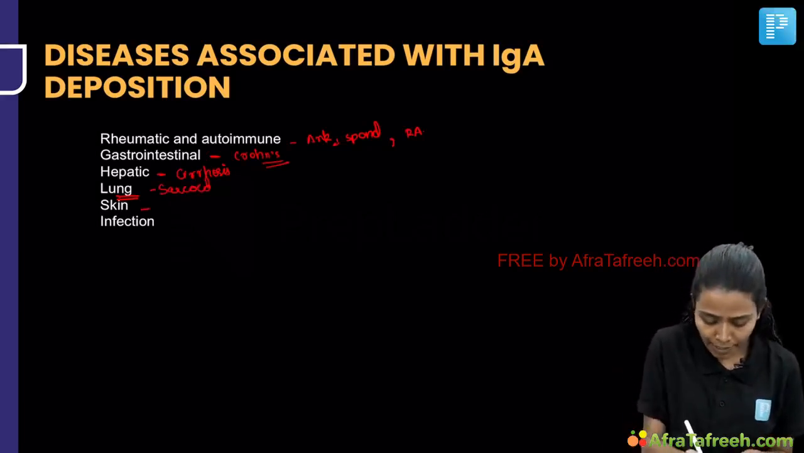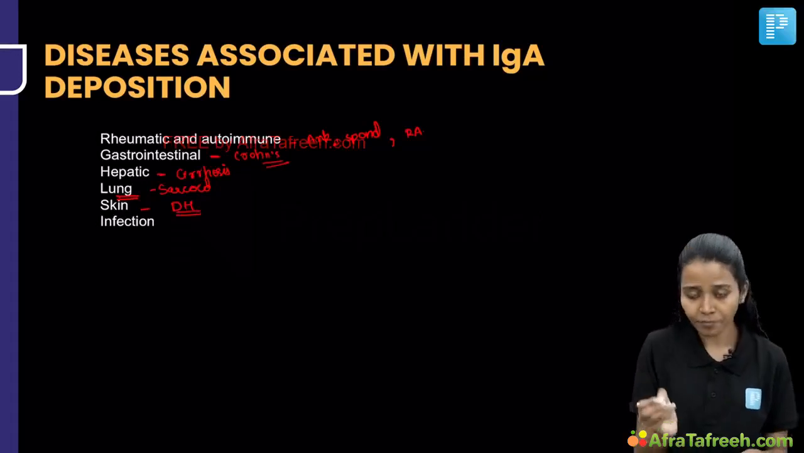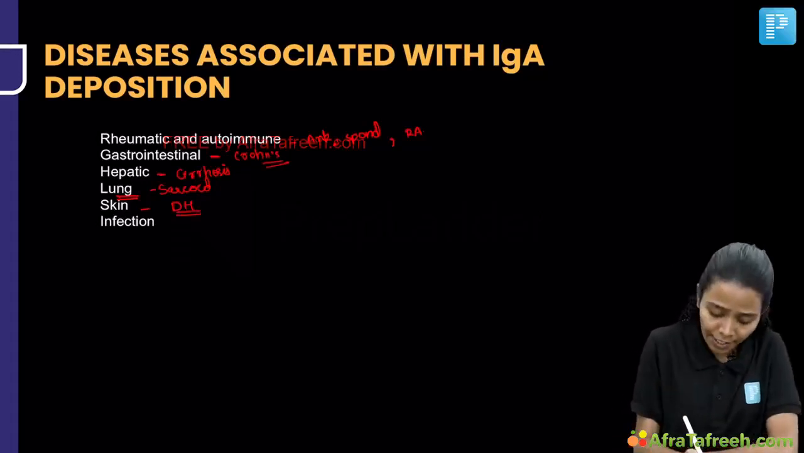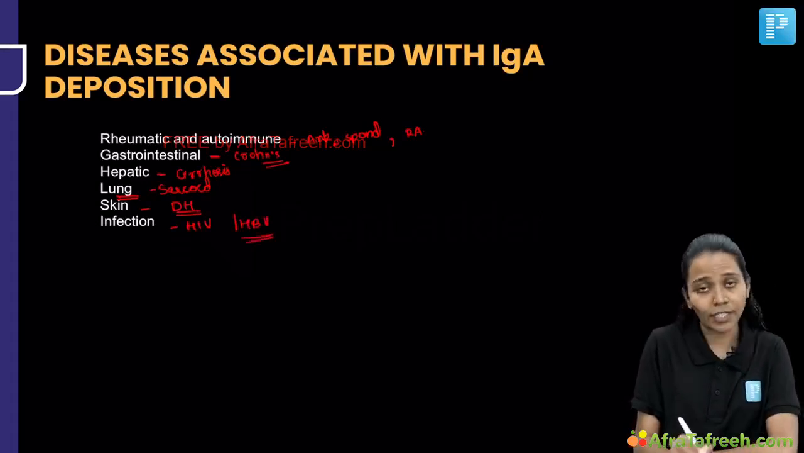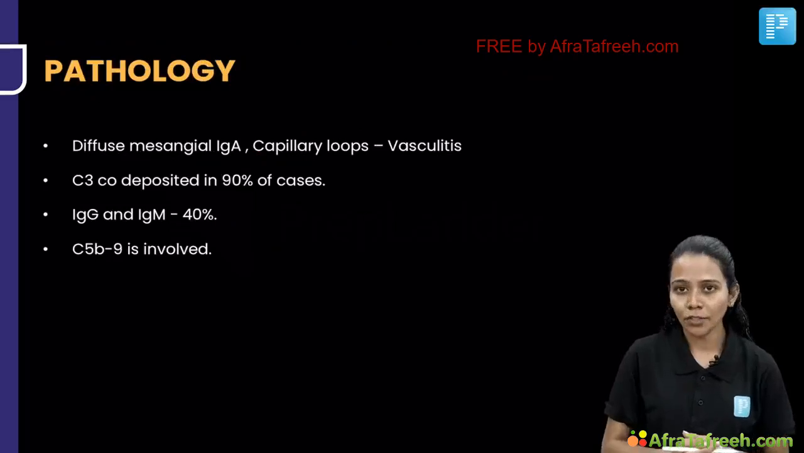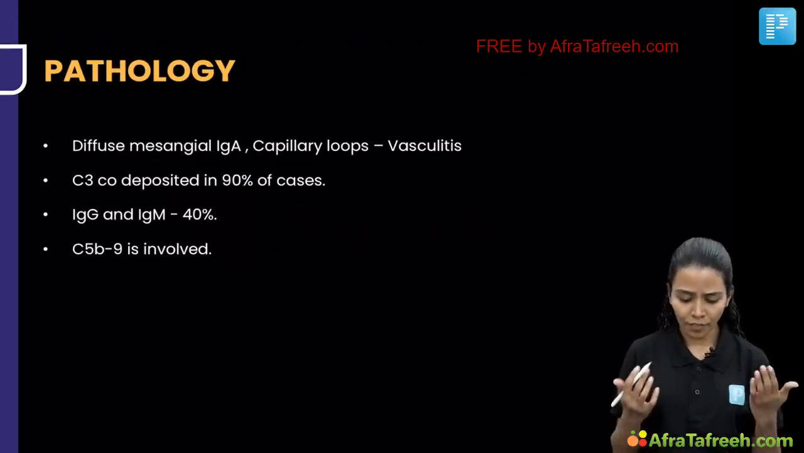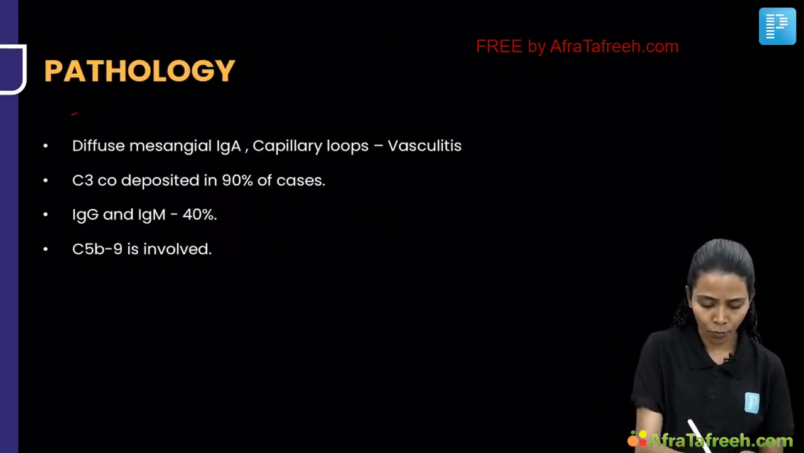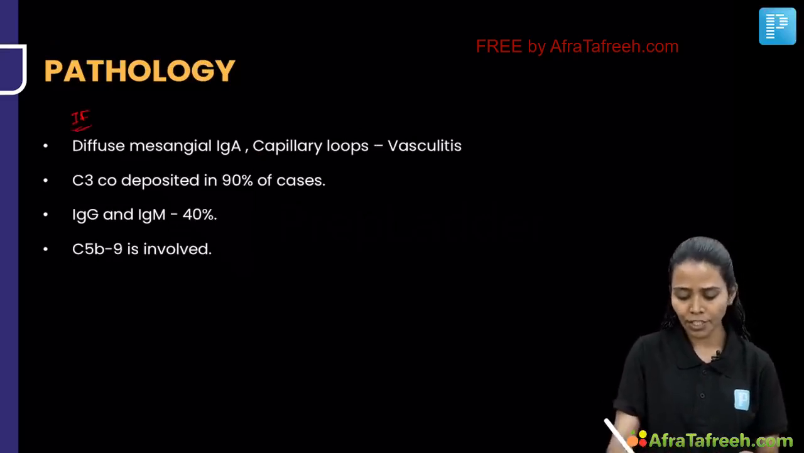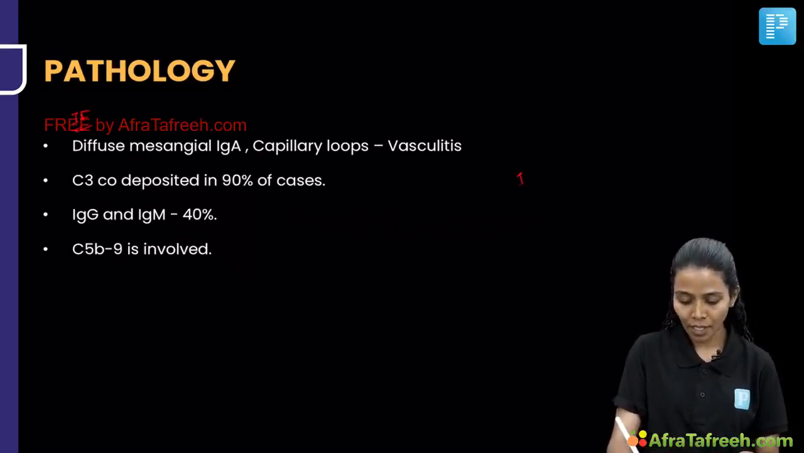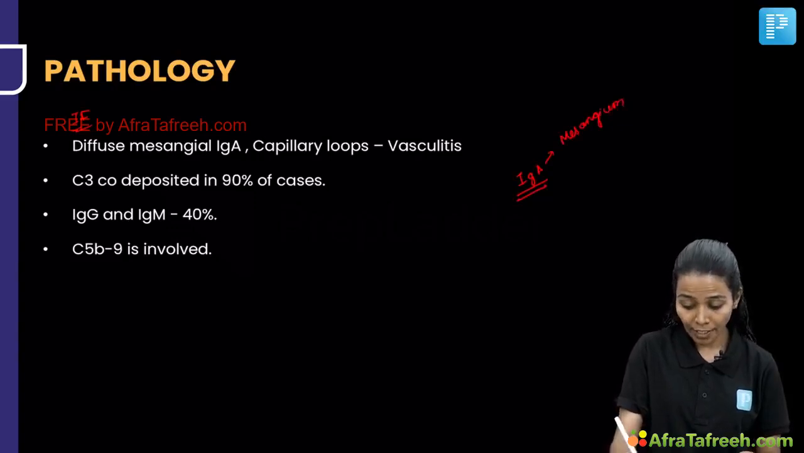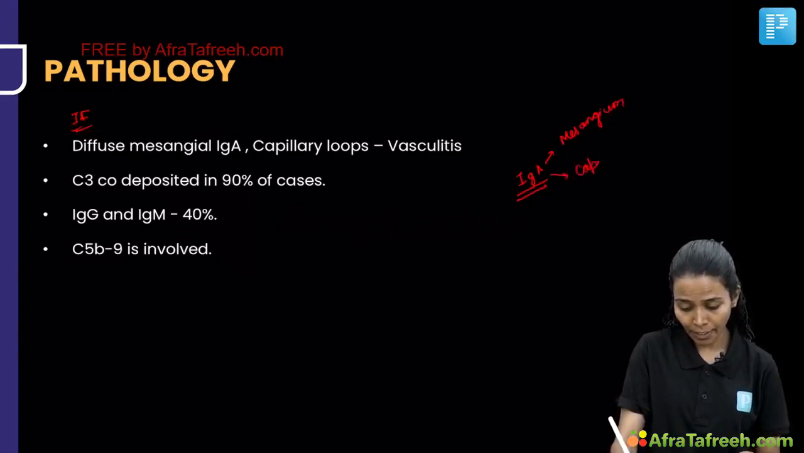Skin involvement is dermatitis herpetiformis. Again, infection like HIV or HBV can lead to IgA deposition in the kidney. Now coming to the pathology. In pathology, in immunofluorescence, we are going to see diffuse mesangial deposition of IgA. But if this IgA is deposited in mesangium, it is IgA nephropathy. If IgA is deposited in the capillary loops, then it becomes vasculitis.